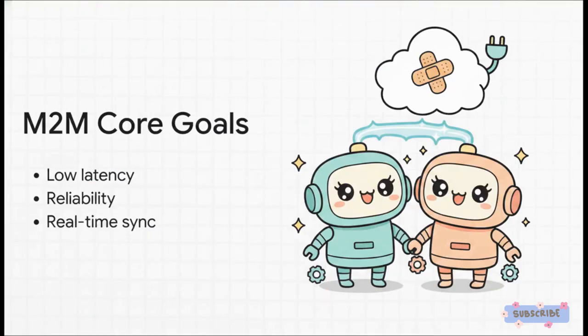The entire purpose of M2M communication boils down to reflex-like speed and absolute unshakable reliability. By synchronizing in real time without any internet dependency whatsoever, you completely wipe out the risk of a random network outage causing a local disaster.